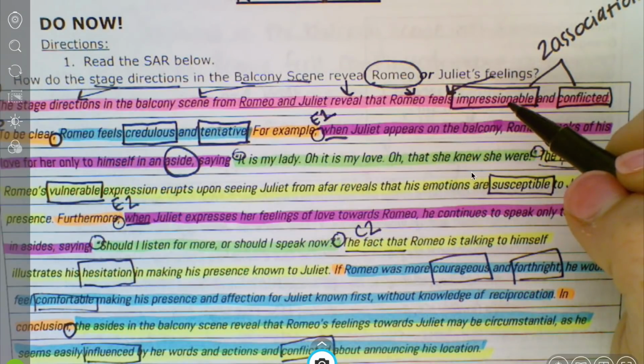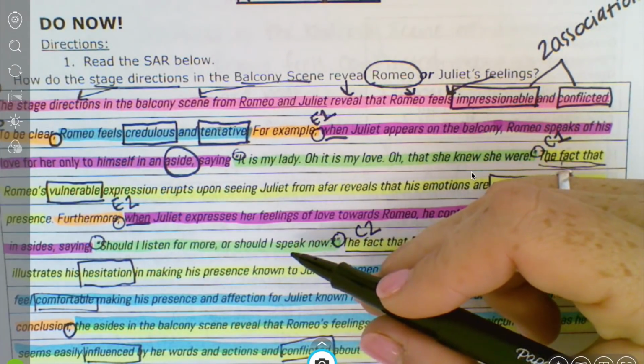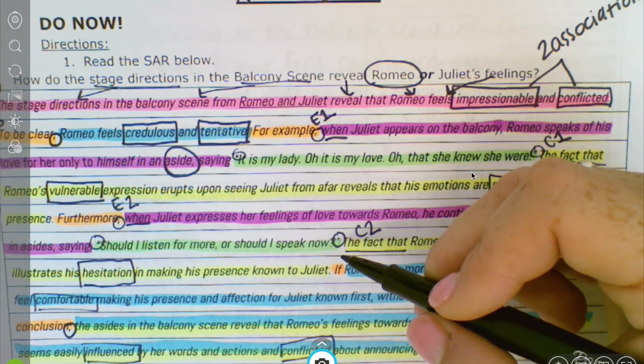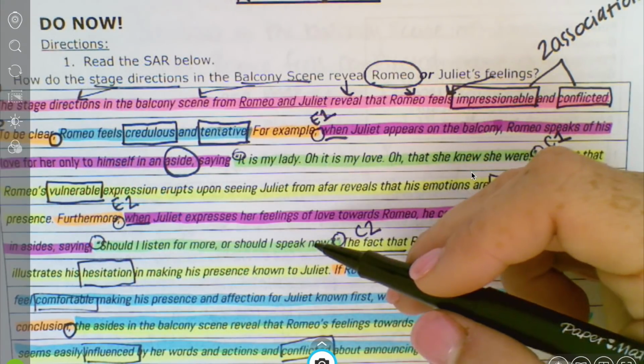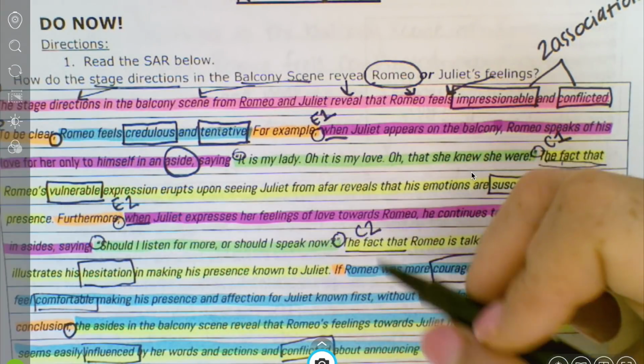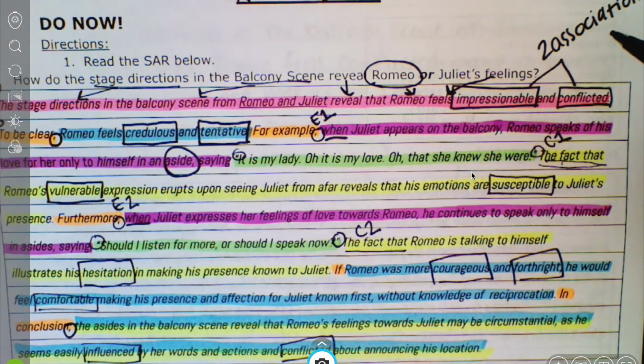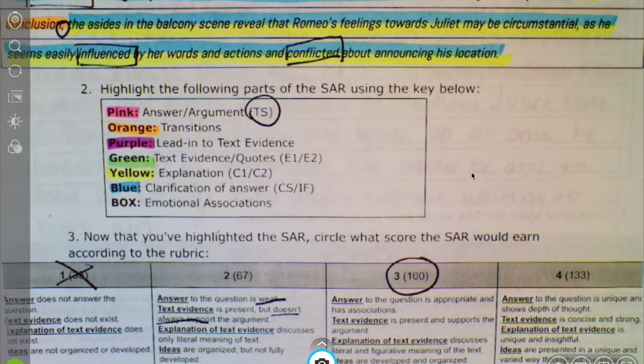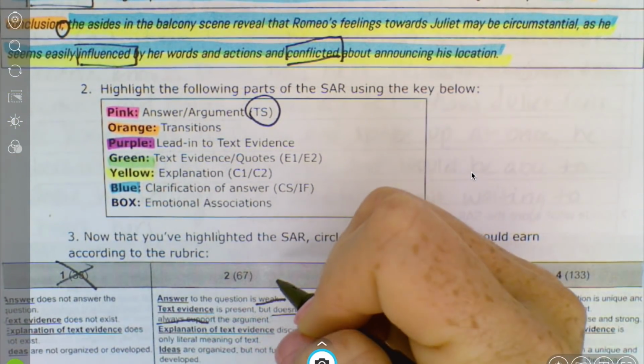The next quote is, "Should I listen for more or should I speak now?" Now that quote is supporting this idea of being conflicted. He doesn't know if he should tell Juliet that he is there or if he should continue to listen to her and get more insight or more information on how she feels. So both of these quotes do support the topic sentence or the answer. So I'm not really sure that this is a 2.